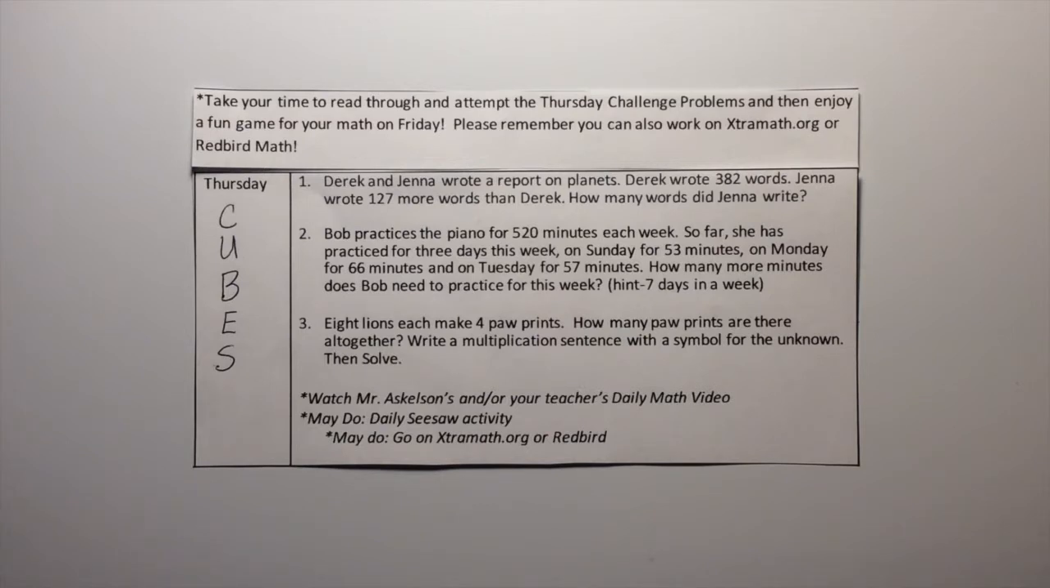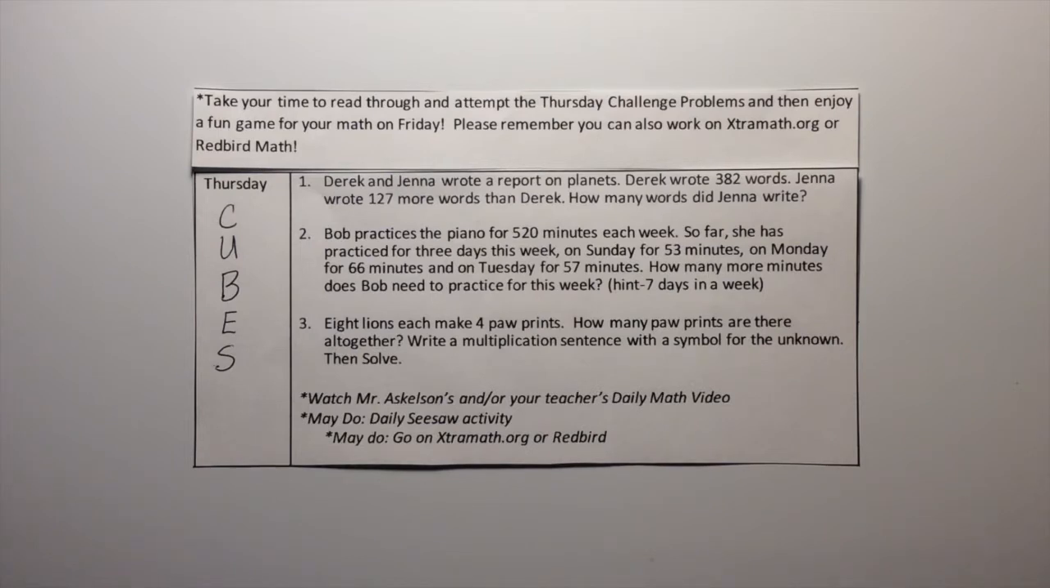And I'm not going to go through all 3 of them because I want you to practice this cube strategy on your own. So I'm just going to take number 3. And the story problem reads, 8 lions each make 4 paw prints. How many paw prints are there altogether? Write a multiplication sentence with a symbol for the unknown, then solve.